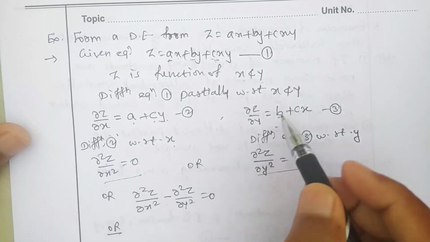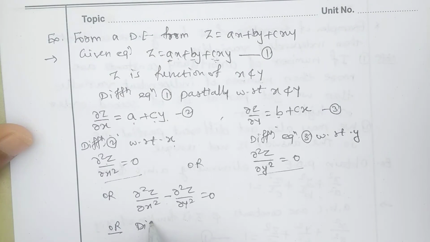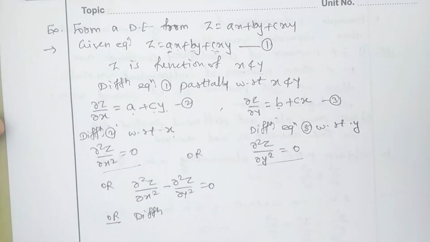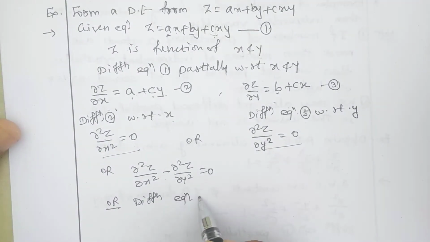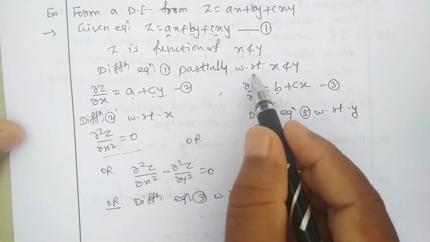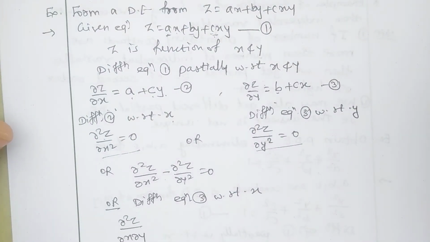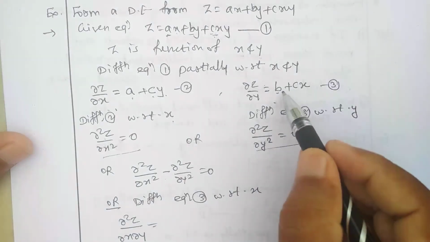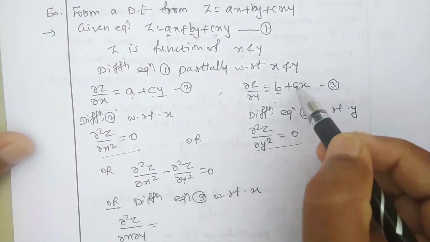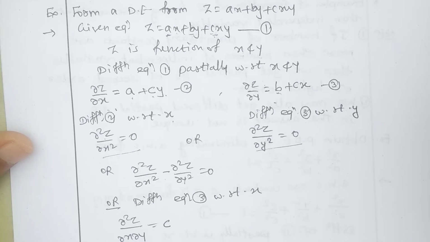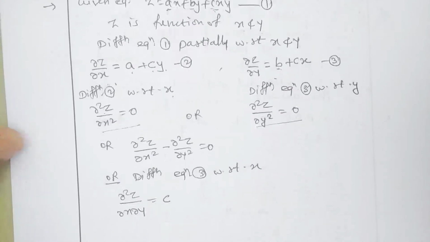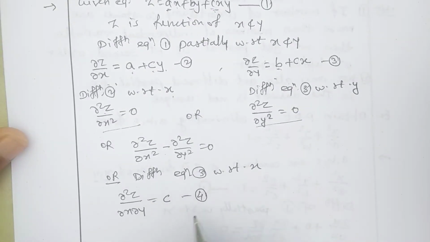Or one more solution we can find. We can differentiate equation 3 with respect to x. See what happens. If you differentiate this with respect to x, you will get ∂²z/∂x∂y equals the derivative with respect to x: derivative of b is 0 and derivative of cx is c. Call this equation number 4.